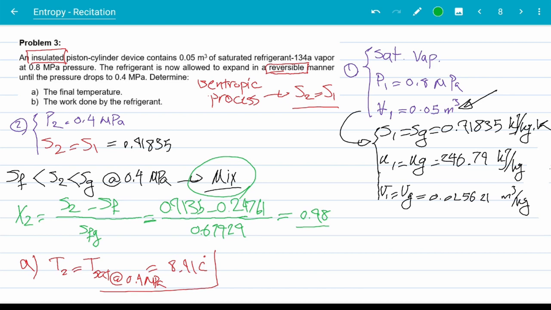Now let's continue with part B. I need to find the internal energy at the final state. In order to do that, I need to use U2 is equal to U of F plus X2 U of FG. I have to read U of F and U of FG from the tables for the pressure of 0.4 megapascals. And plug in the numbers, doing the calculations, I get that U2, internal energy at the final states, is 231.641 kilojoules per kilogram.